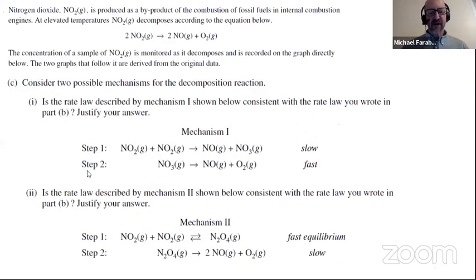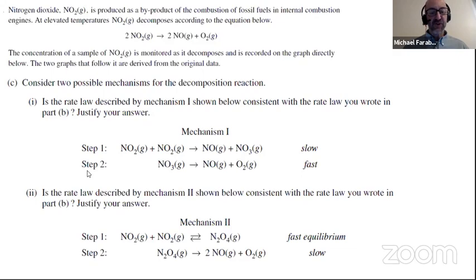All right, we're going to stay in this question. We have some mechanisms here. Again, we know it's second order. It says consider the two possible mechanisms for the decomposition reaction. Step 1 of mechanism 1 involves two molecules of NO2 reacting together to produce NO and NO3, and that is a slow step. And then step 2, NO3, in a fast step, is converted to NO and O2. We also have a second mechanism in which we have a fast equilibrium for step 1 and a slow step for step 2.